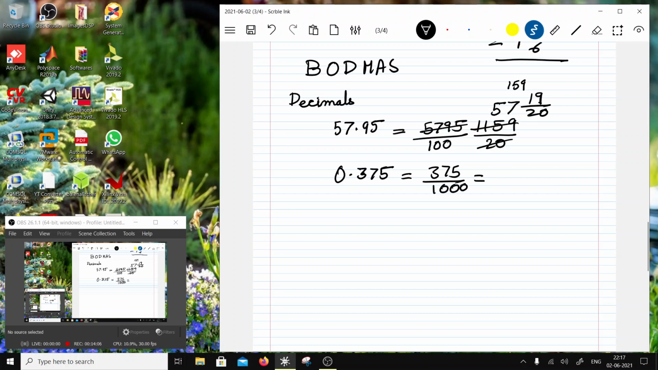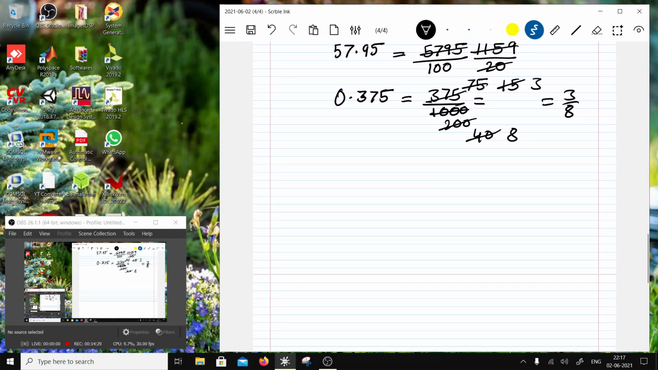Now this will be equal to what? This is divided by 5: 5 7s are 35, then 5 5s are 25, 5 2s are 10, 200. So again it is divisible. 5 1 is 5, 5 5s are 25, and then this one is equal to 5 4s are 20. Then still divisible. 5 3s are 15, 5 8s are 40. So the answer is 3 by 8. Correct? So this is how you can convert a decimal into a fraction.